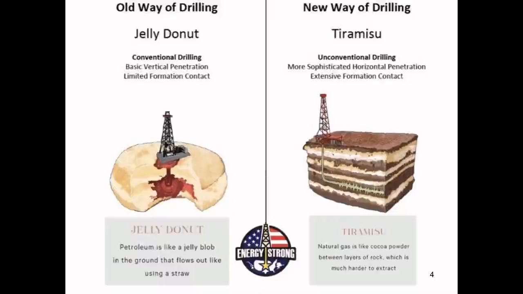The old way of drilling is conventional drilling, where it's basically a vertical penetration into the formation and the material is sucked out like a straw. And the new way of drilling, or unconventional drilling, which is now the most prevalent drilling method, is hydraulic fracturing or horizontal fracturing through these different layers down in the production zones of the shale. As you can see, the two illustrations are a jelly donut and a tiramisu cake, which is a pretty good way of illustrating the different ways that the product is withdrawn.